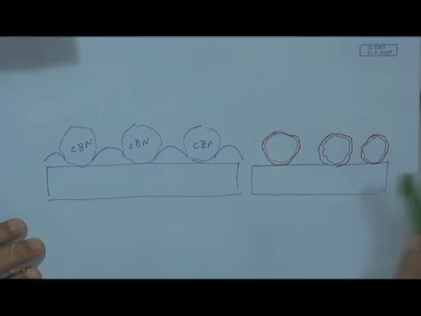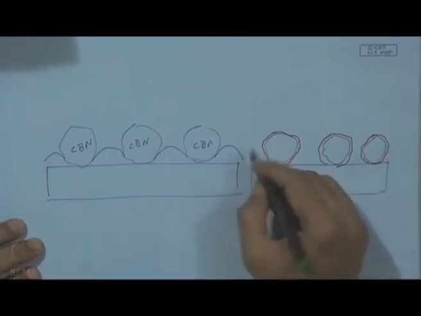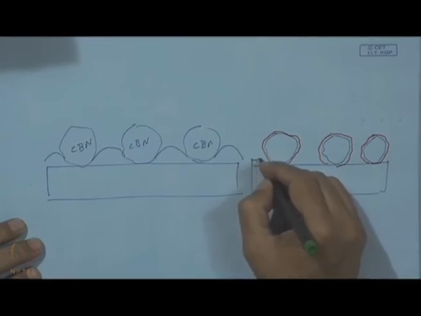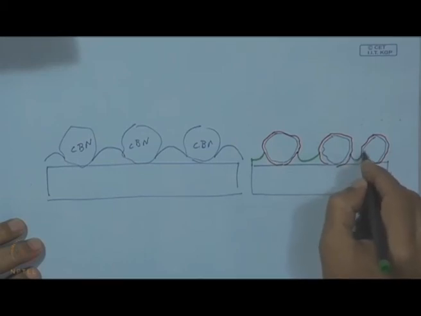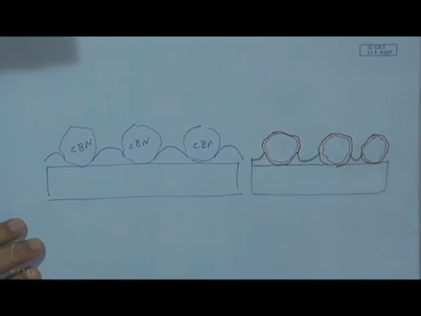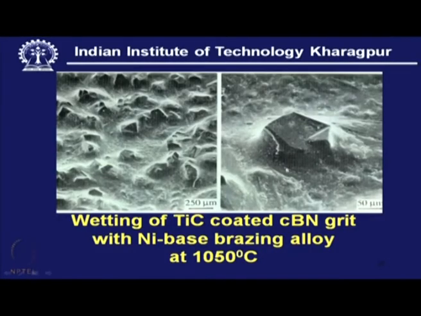So, in that case what we find is that this material really has wettability. So, this is getting wetted, and this is clearly evident in this picture. This is actually pulled by this coated surface, that means this TiC coating is virtually pulling this alloy, thereby decreasing the interfacial surface tension.